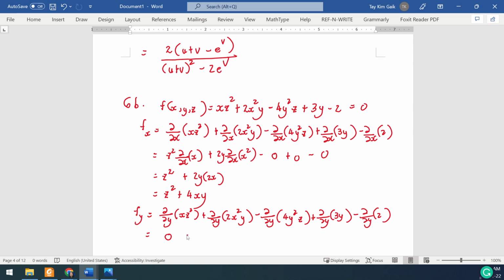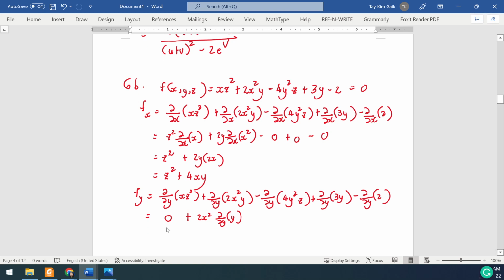Okay, and then the second term, del del y of 2x squared y. Again, 2x squared is constant. Factor out 2x squared, and then del del y of y is 1. So the first one is 0. The second one, del del y of y is 1, so you get 2x squared. Okay, the third term, del del y. When you del del y, 4 times z is constant. Factor out your constant z.